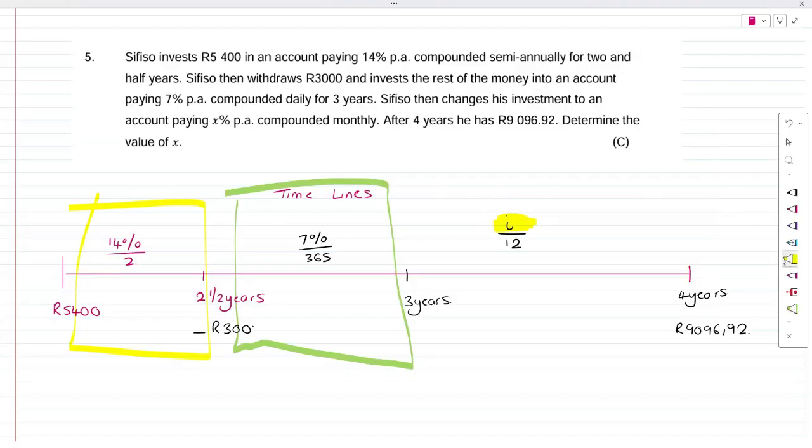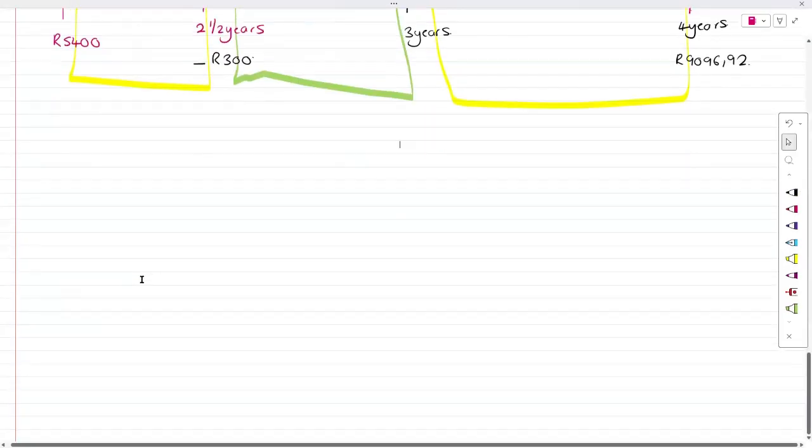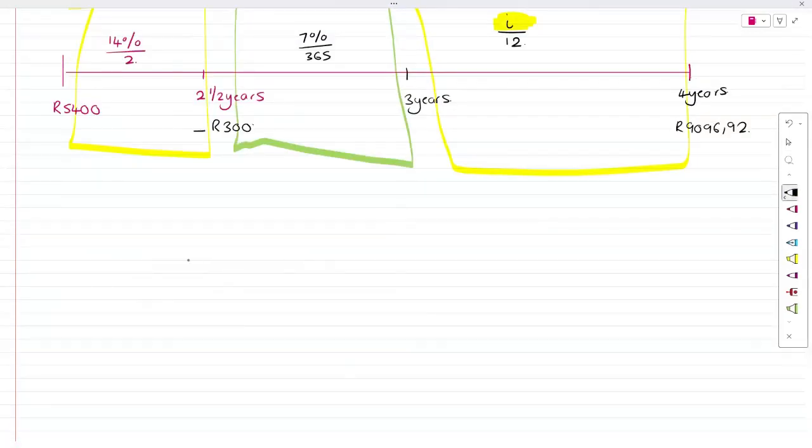And there are 3 calculations, if you're not counting the minusing of the money. So this can be done quite easily. Let's start with calculation 1.